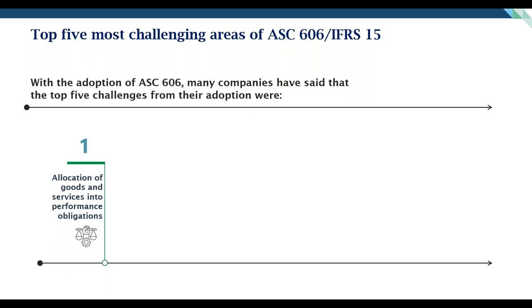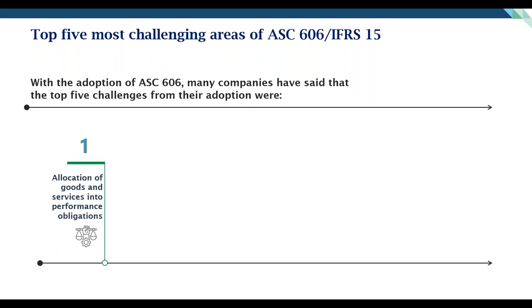Julio, maybe you can talk for a moment about that topic and share with our folks what we're seeing out there. Yeah, from our perspective, in a lot of our projects, the first challenge that people see is really the allocation of the goods and services into performance obligations. As a result of 606, you now have this mandate where you have these multiple element arrangements, and you have to allocate those goods and services into performance obligations.